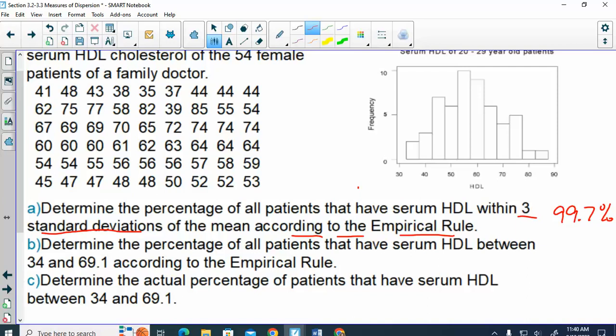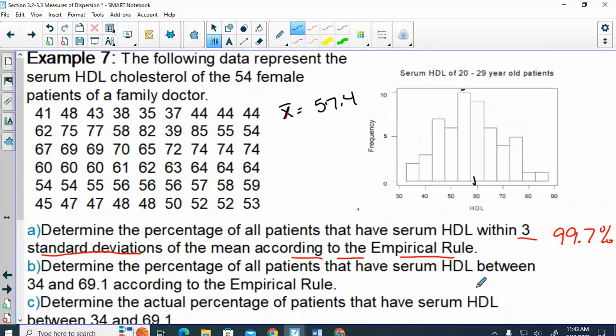B. Determine the percentage of all patients that have HDL between 34 and 69.1 according to the empirical rule. If I'm going to do that, I kind of need to know my mean and standard deviation, don't I? What's the fastest way to get that? Calculator. All right.